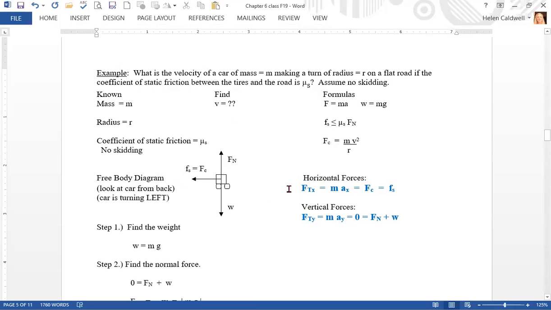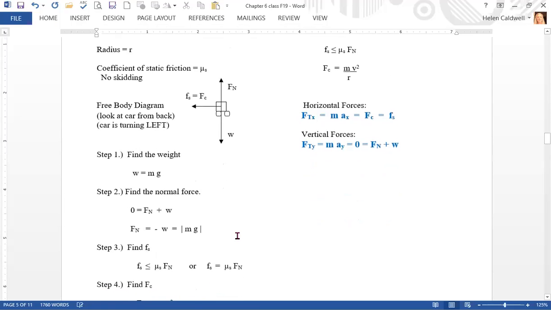So F total in the x direction is m times a sub x equals centripetal force, but that we said was the same as the static friction. Vertical forces add up to 0 because the car doesn't levitate, the car doesn't sink, and it'll be equal to the normal force going up and the weight coming down.